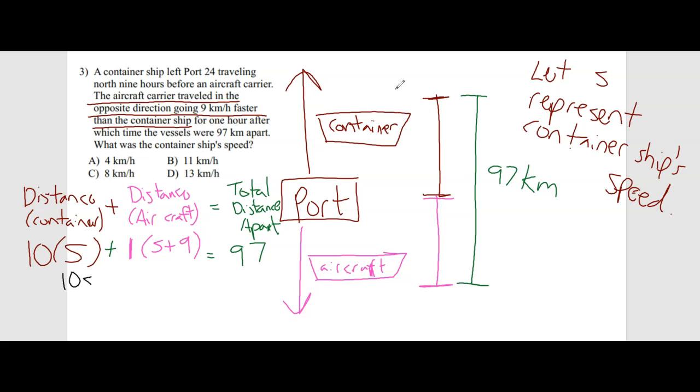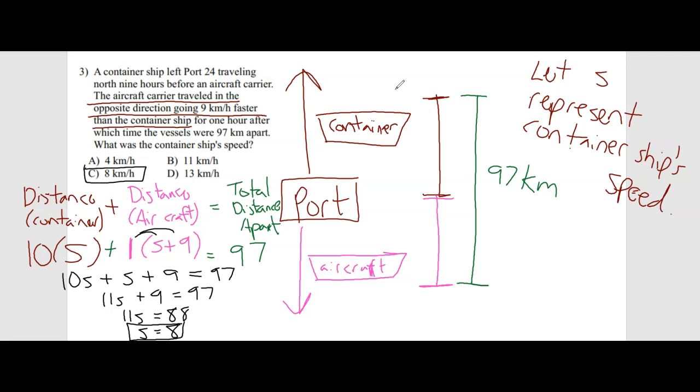So I'm going to get 10S plus S, just distributing this 1, plus 9 is equal to 97. Combine my S's, so 11S plus 9 is equal to 97. Subtract 9 from both sides, I get 11S is equal to 88. And if I divide both sides by 11, I get S is equal to 8. And remember, we said S represented the container ship's speed. So 8 kilometers per hour is our answer. I think I forgot to circle the multiple choice answer for number 1, but that's okay. We came up with it.